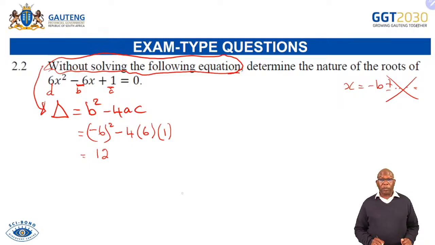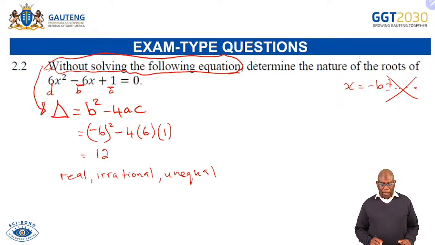Three questions I ask myself. Is 12 positive? Yes. Is 12 a perfect square? No. What type of roots do we have? Not a perfect square, irrational, and unequal.